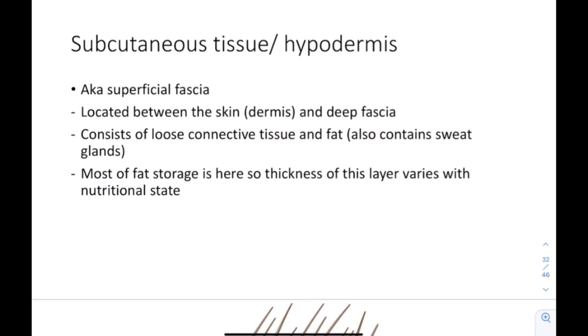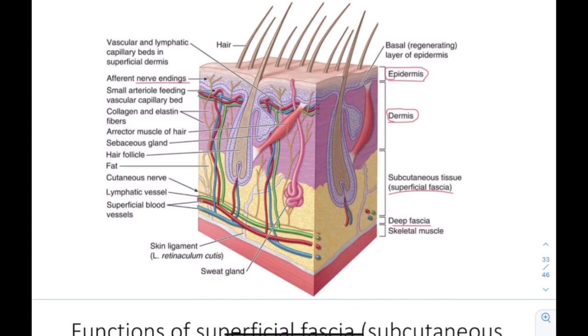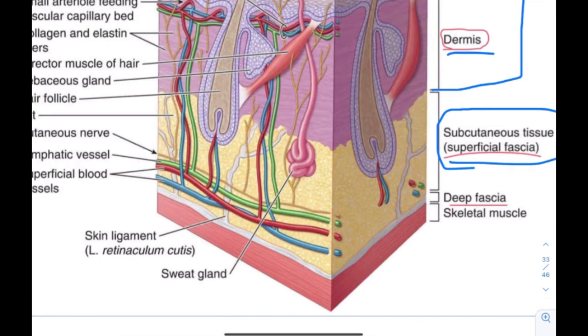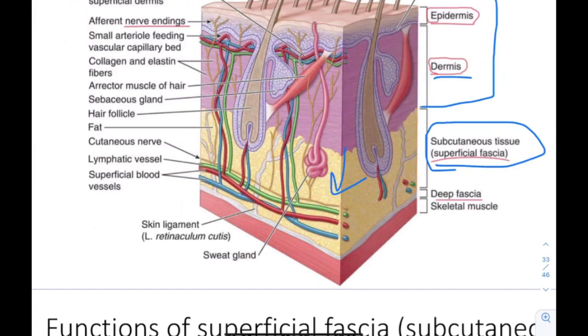Okay, let's talk about the subcutaneous tissue. Last time we talked about the skin, which consisted of the epidermis and the dermis. Now we're going to talk about the subcutaneous tissue, which is the layer that's right underneath the dermis. The subcutaneous tissue, as you can see, has fat. Every person has some degree of fat, of course, but the more obese a person is, the thicker this layer, the superficial fascia, will be. So thickness depends on a person's nutritional state or how much fat he has.